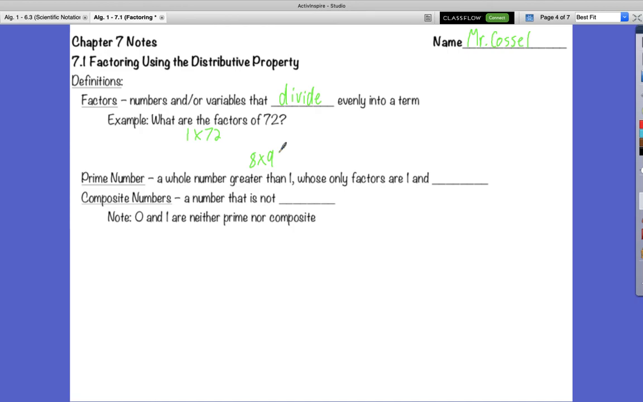What's half of 72? 36. 2 times 36. There are 3 more pairs. 3 times 12. Did you say 24? Yeah, 3 times 24. Okay. There are 2 more pairs. Okay, 6 times 12. Very good. Now there's 1 more pair.